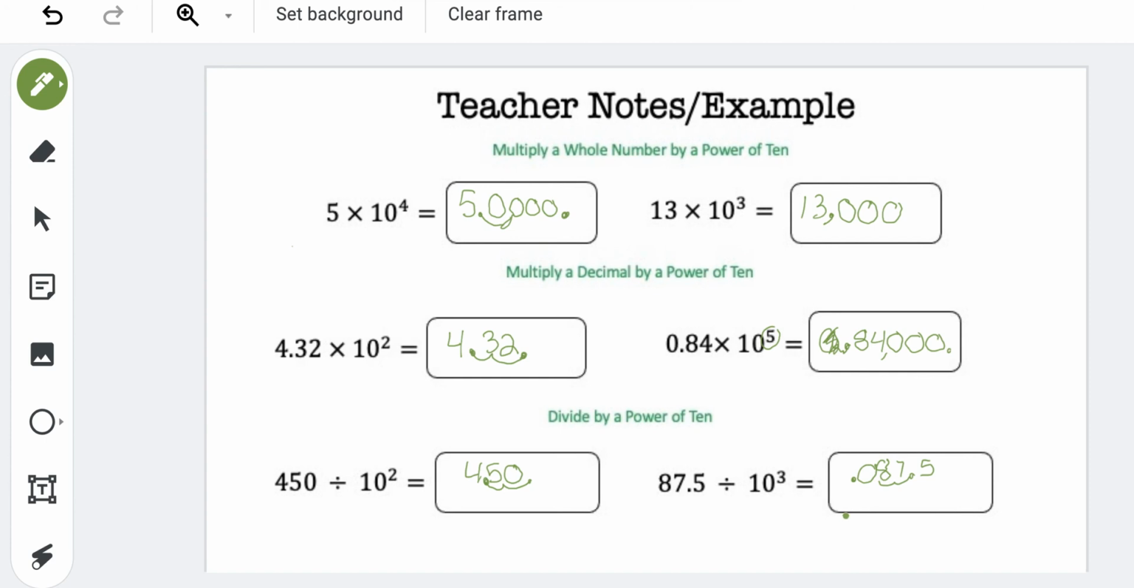The big thing to remember is, when you multiply by the power of 10, you move the decimal to the right. And when you divide by the power of 10, you move the decimal to the left.